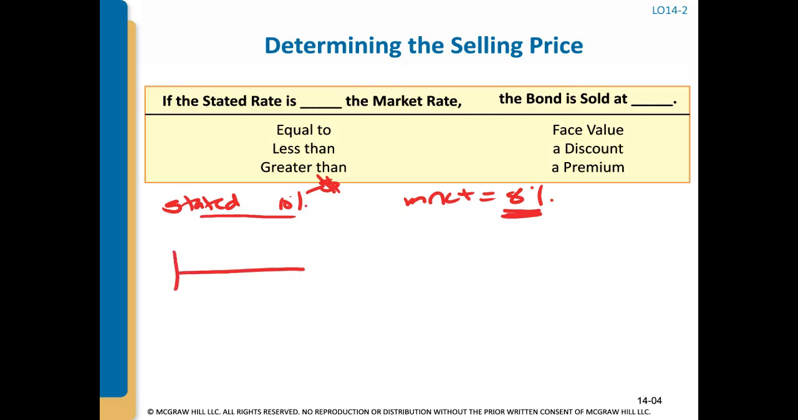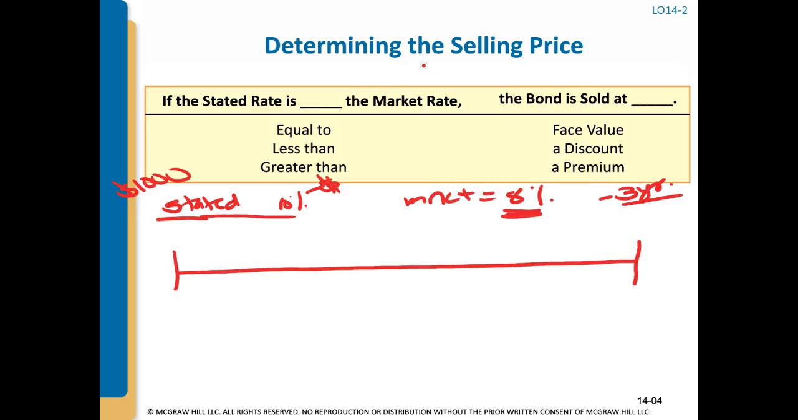So let's just say I am Apple, the company, and I have bonds that I am selling out to the open market at a stated rate of 10%. Let's just say it's a $1,000 bond, and let's just say it's a 3-year bond, which is really short, but for this example, 3 years. So on 1/1x1, I'm going to sell a bond, and it's going to mature on 12/31x3. And I will pay interest at the end of every year, 12/31x.